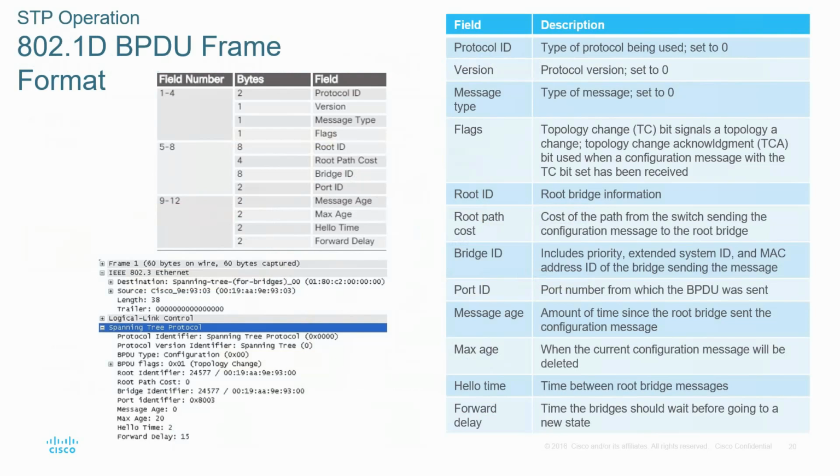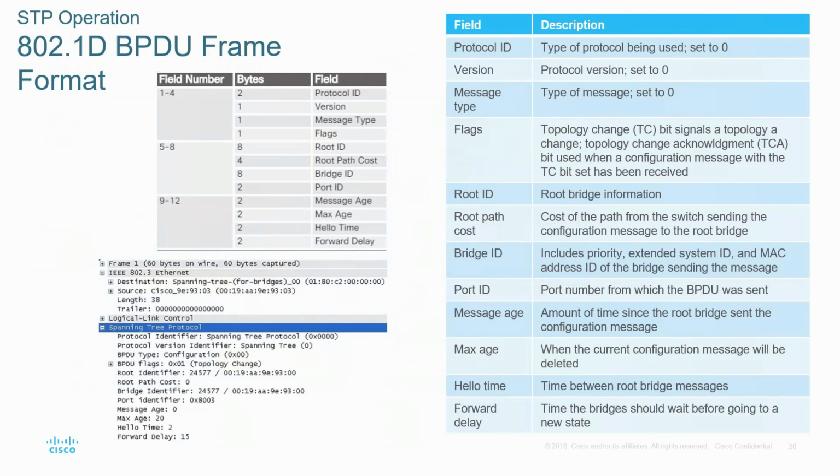Then you have fields 5 to 8. This is actually the root ID, the root path cost, the bridge ID, and the port ID. The root ID is basically the ID of the root bridge, the one that has the priority plus the MAC address. The root path cost is the cost from this switch, the one that is sending the BPDU, to the root bridge. And the bridge ID is the BID of the current switch. And then the port ID is the ID of the port that is sending the BPDU. So these four fields actually determine a lot of information about the STP protocol itself.